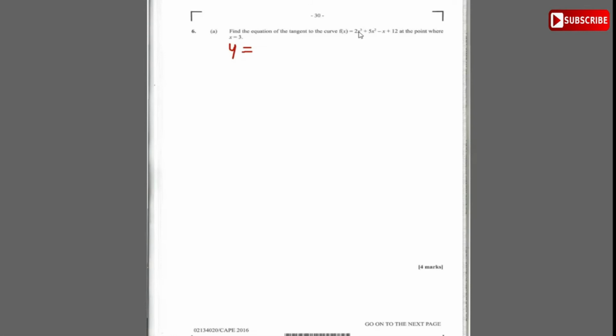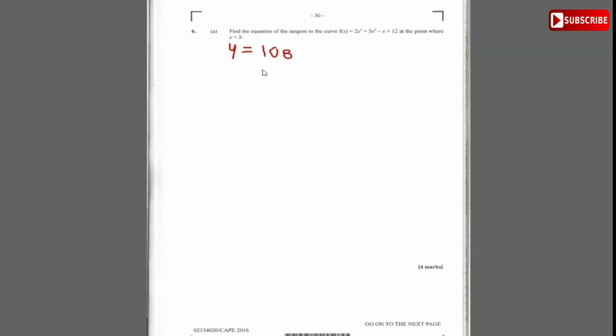I'm getting 108. Let me check that again. 2 times 3 cubed plus 5 times 3 squared minus 3 plus 12. I get 108 again. So I say 108 is right.